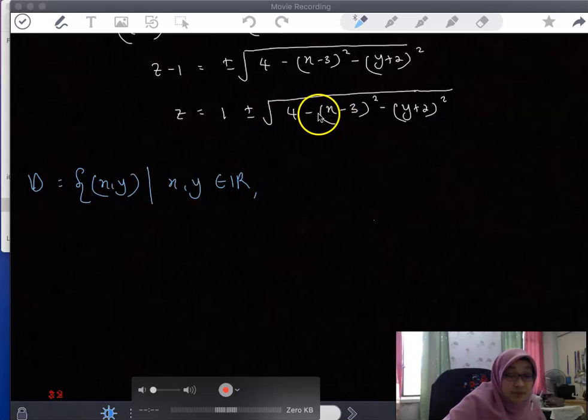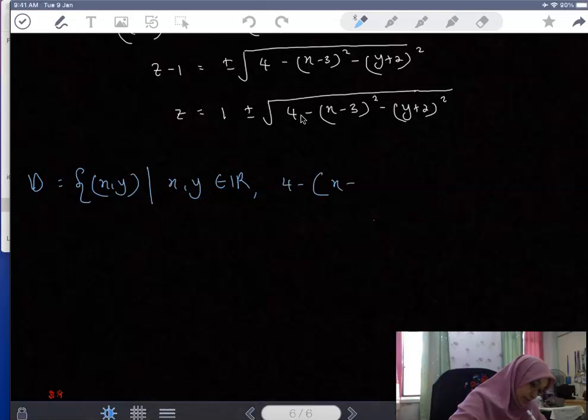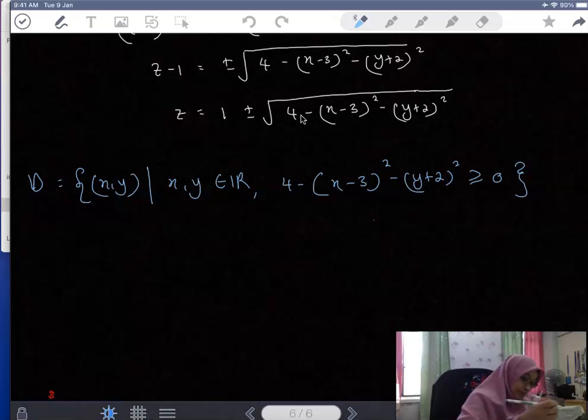Okay, so we want to make sure that the z always exists. So the dominant one is lying under the square root, meaning that the constraint is coming from 4 minus (x minus 3) squared minus (y plus 2) squared, and they are always positive. It can be 0. So that is the domain.